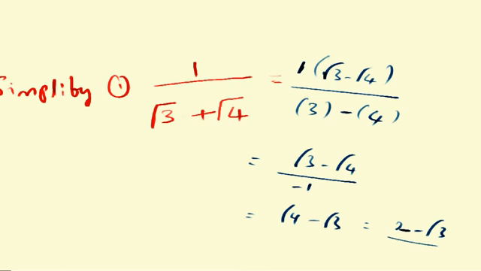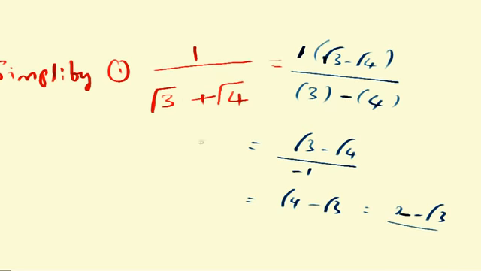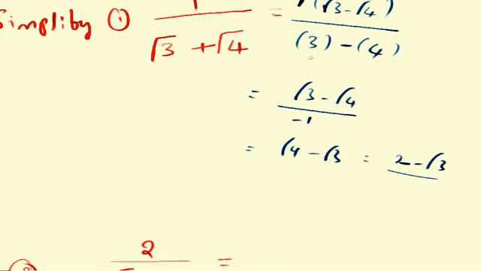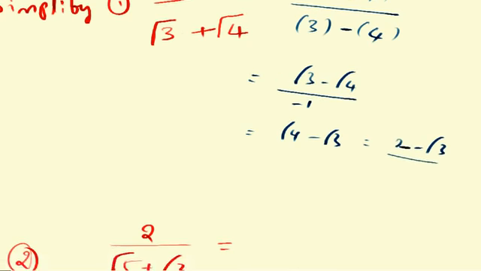Try to see the next problem. Again, I am explaining. It is 1 into the rationalizing factor divided by the squaring of the individual terms with a minus sign. That is root 3 minus root 4 by 3 minus 4, which is minus 1. Root 4 and root 3 will come, because the minus will change the signs.